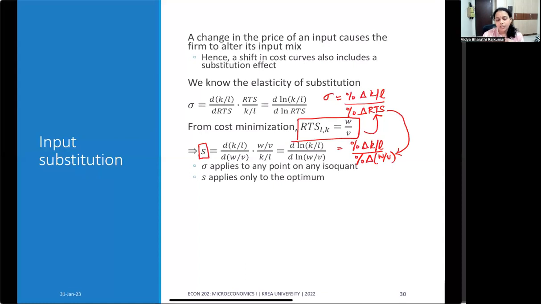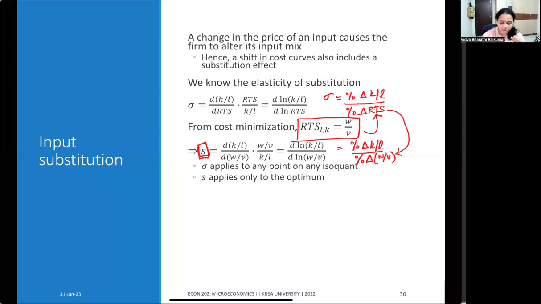The point to note here is that sigma can be computed at any point on your isoquant, but this version of your elasticity, S, applies only to the optimal point where you're minimizing costs, okay? Because that's where we're substituting for RTS with W by V. And so you have to keep that in mind.